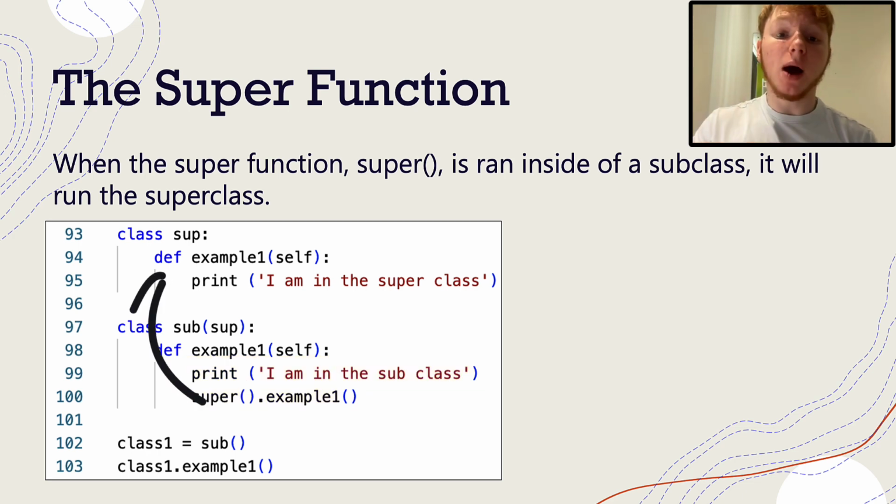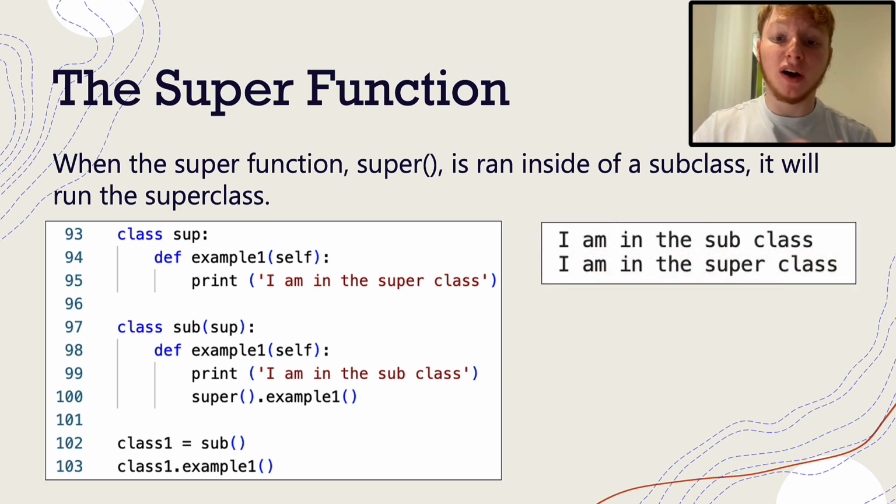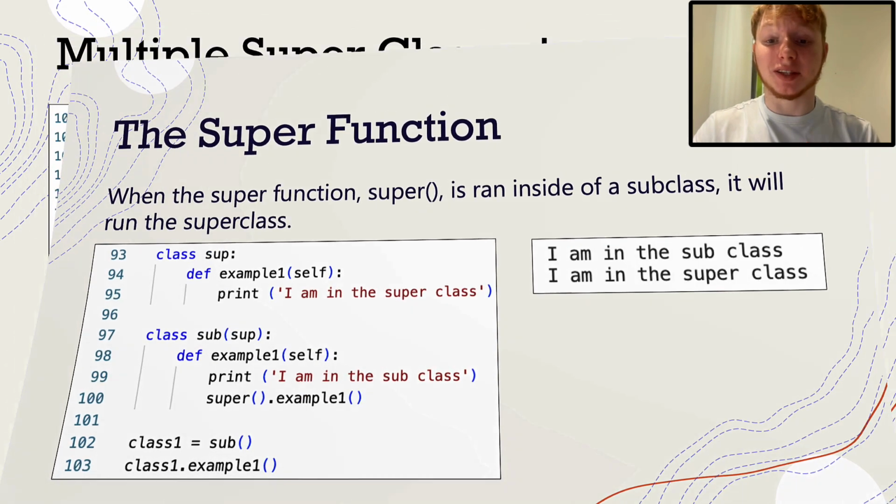This will send it up to the superclass and run the function. So for this, we want the function to run example1, so therefore when we run example1 inside of the superclass, it will print I am in the superclass. So now when I run it, it shall print both I am in the subclass and I am in the superclass. Perfect. Let's add a few more superclasses into the mix.